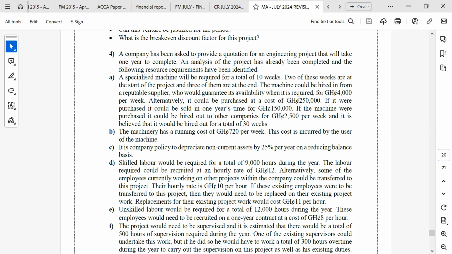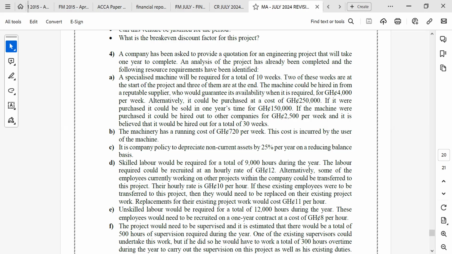Question number 4. A company has been asked to provide a quotation for an engineering project that will take 1 year to complete. An analysis of the project has already been completed and the following resources requirements have been identified. A specialized machine will be acquired for a total of 10 weeks. 2 of these weeks are at the start of the project and 3 of them at the end.